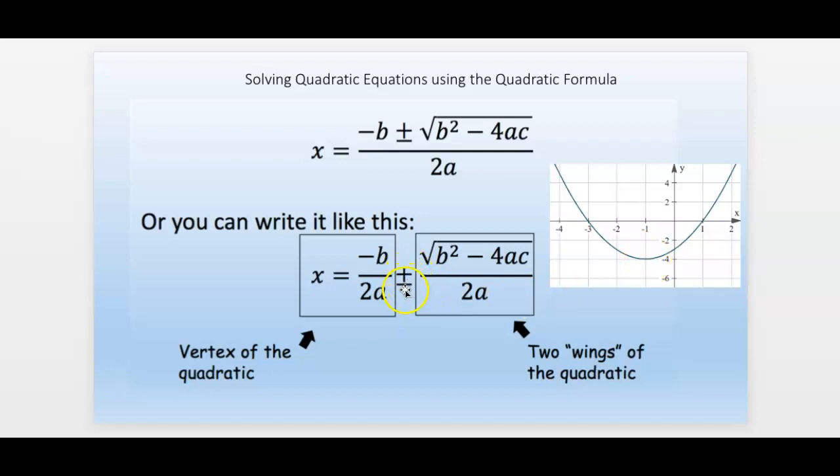The plus and minus side, this side right here, are kind of the two wings of the quadratic. You might think of it as swinging up here and hitting on this side, that's the plus side, and then starting at the vertex and swinging up here and hitting on this side, that's the negative side. Okay, you can think of the quadratic formula like that.